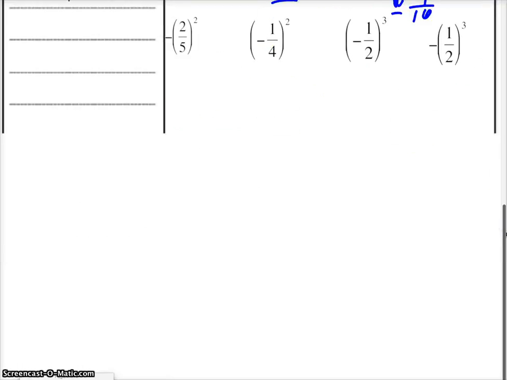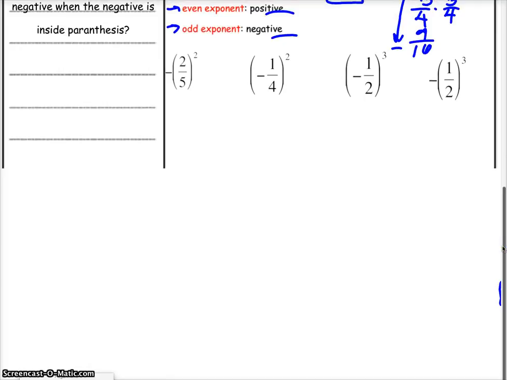Okay, so then I have some practice ones. -2/5 squared. Is the negative inside the parentheses or outside? Outside. Right, so I'm going to go 2/5 squared, and then I'm going to just make it negative, which is -4/25. If it's outside parentheses, it's always negative.